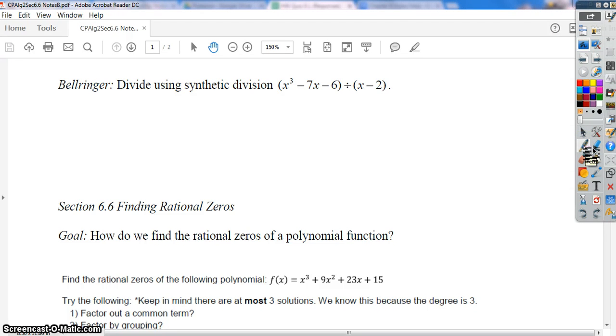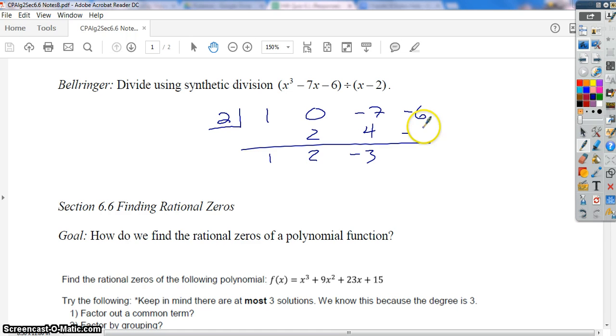I'm going to go through the bell ringer here quick. This is synthetic division, so remember to take the opposite of n, which is +2. You have 1, 0, -7, -6. Bring down your 1, multiply: 1 times 2 is 2, add them, 2 times 2 is 4, add them, and multiply these guys, you're going to get -12.